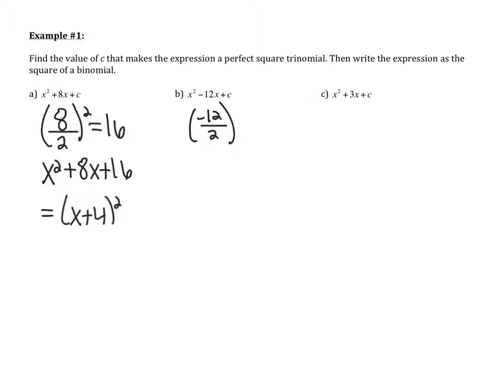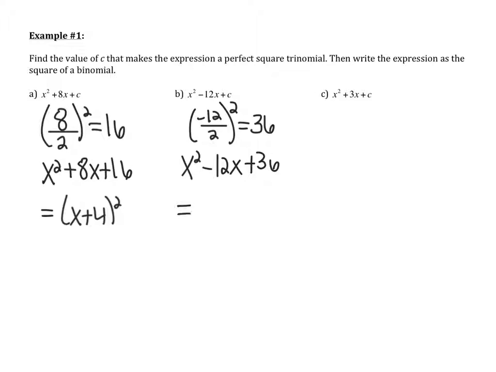So negative 12 divided by 2 is negative 6. And then when I square it, no matter what I do, anytime I square a number, I'm always going to end up with a positive answer. So no matter if I thought of that as negative 12 or positive 12, when I square the negative 6 or the positive 6, I'm still going to get positive 36 as my completing the square term. So I'd end up with x squared minus 12x plus 36.